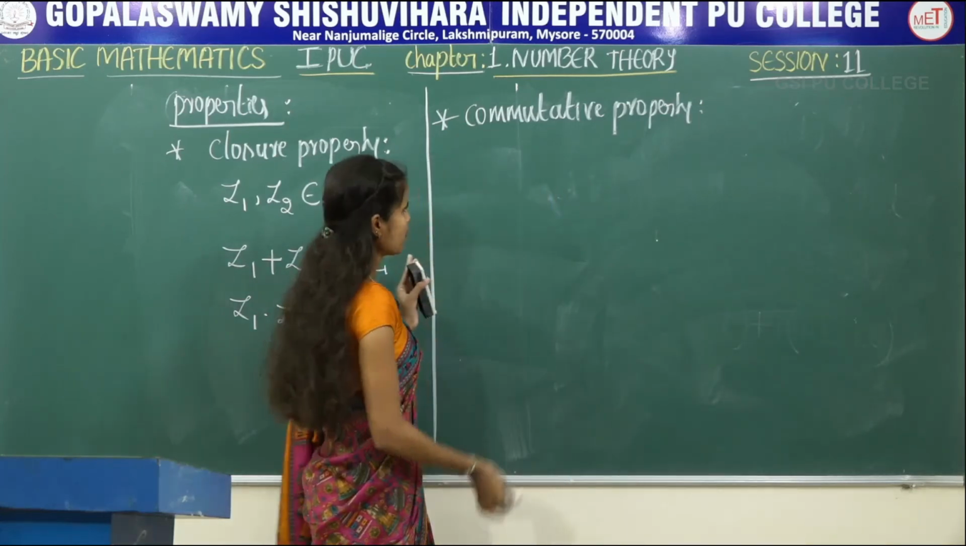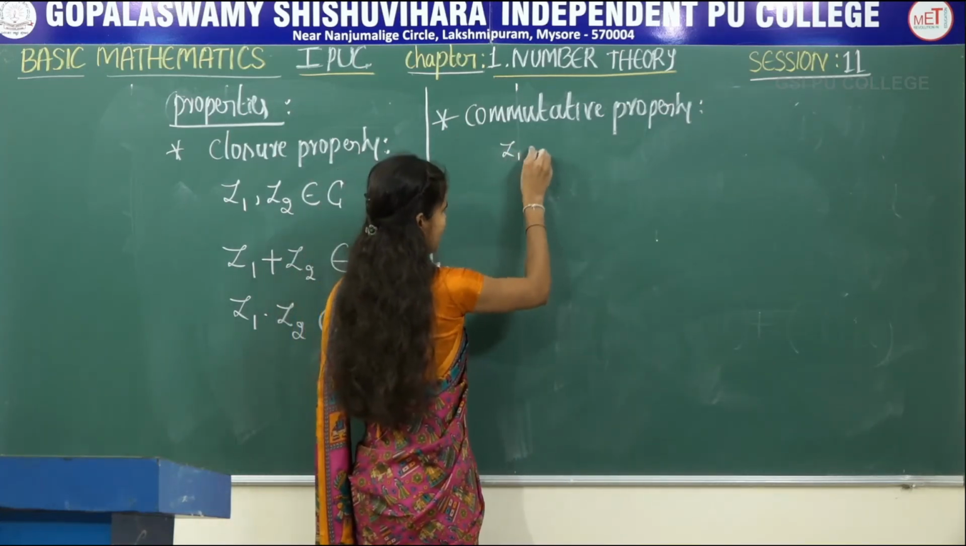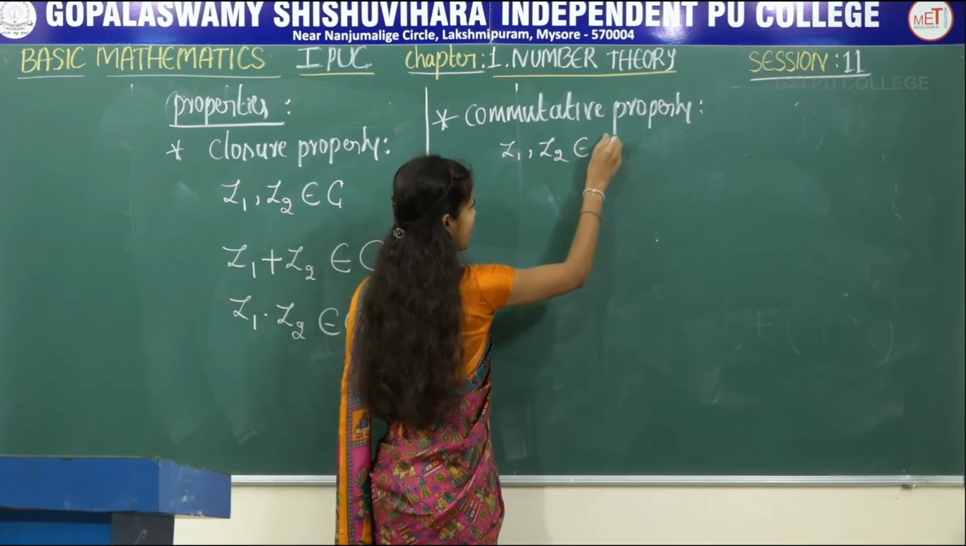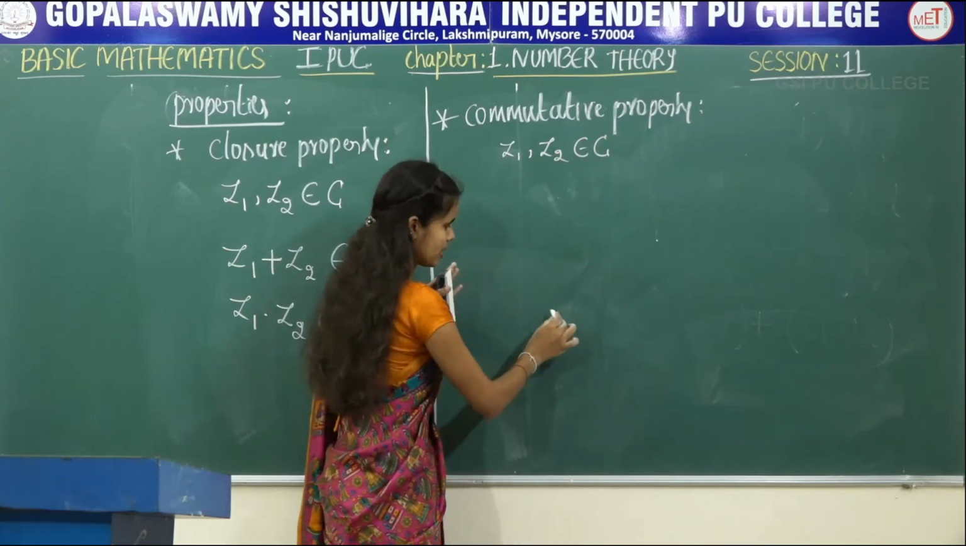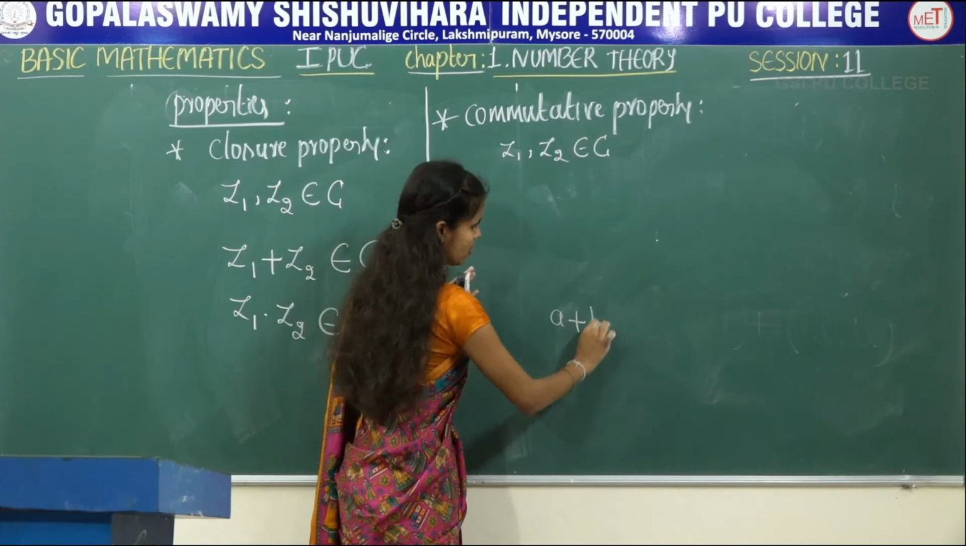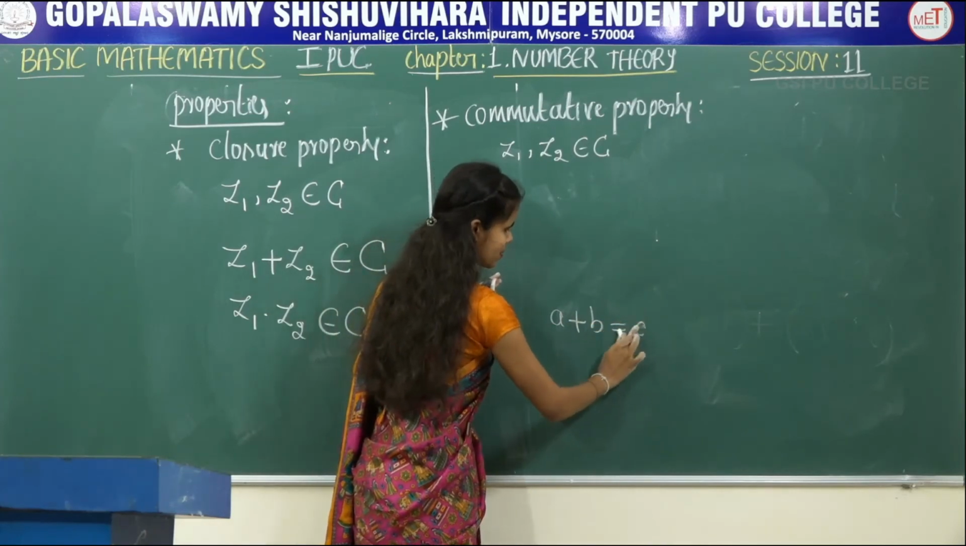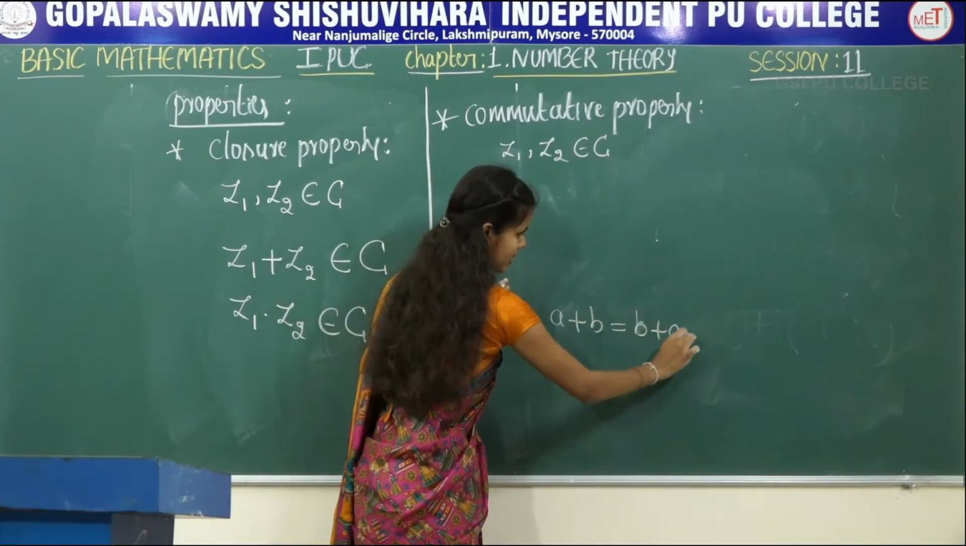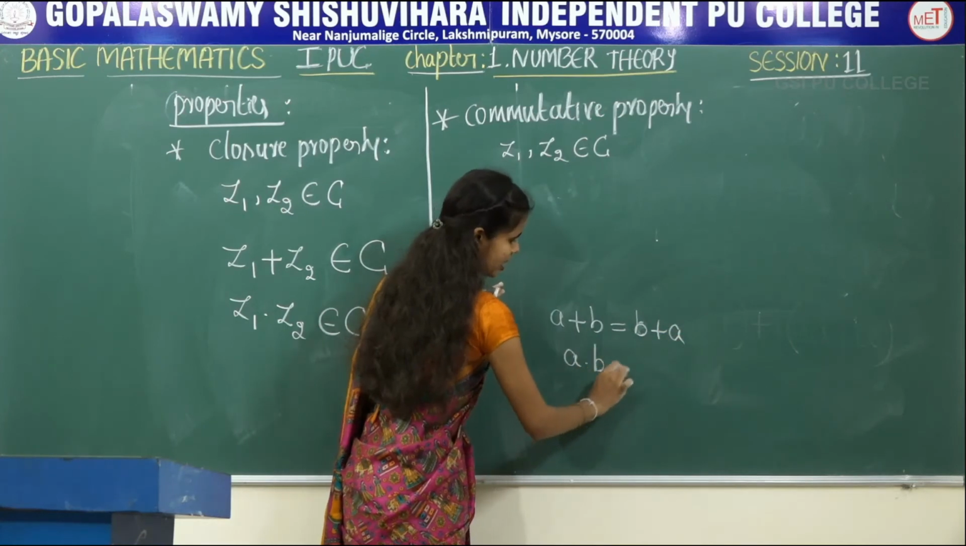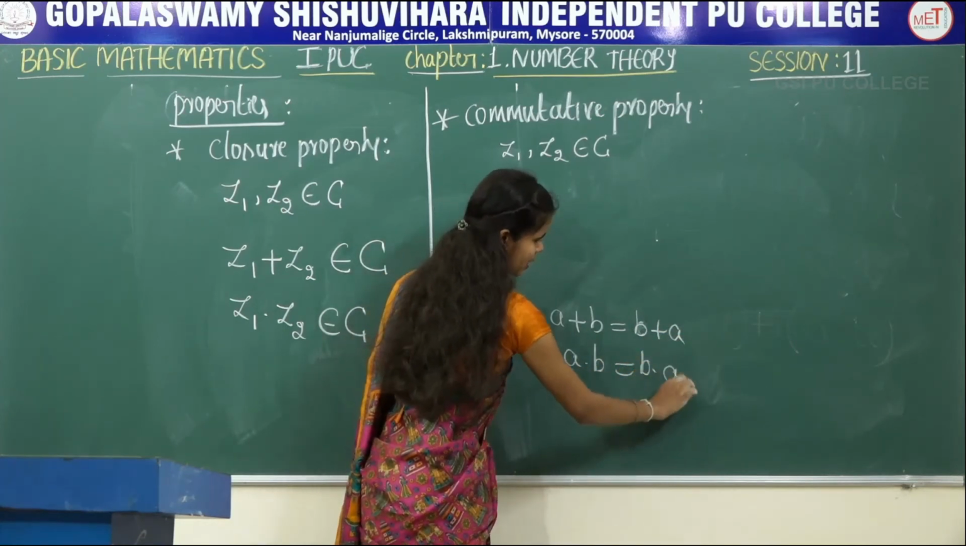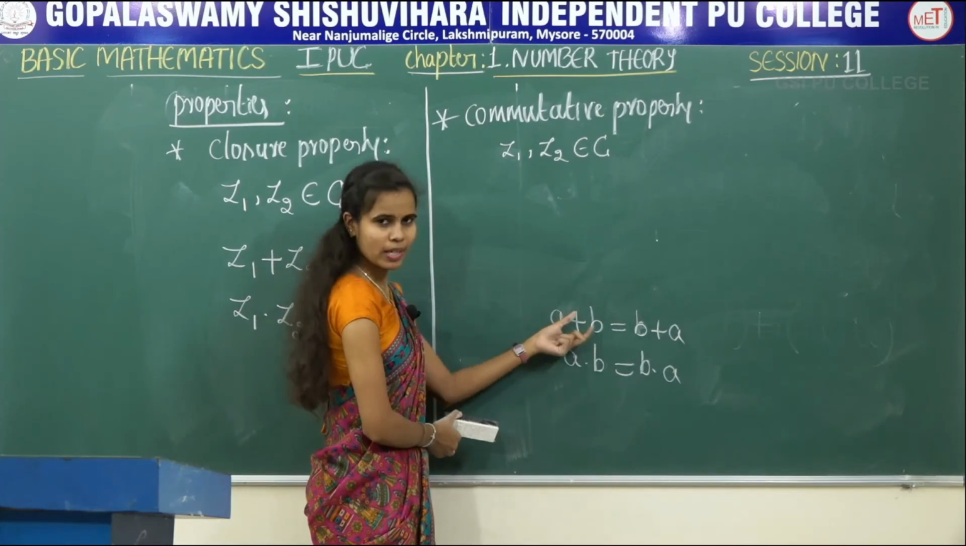Commutative property. For this, consider two complex numbers Z1 and Z2. In real numbers, we know that the commutative property means A plus B is equal to B plus A, under addition, or under multiplication, A into B is equal to B into A. In real numbers we consider two real numbers.